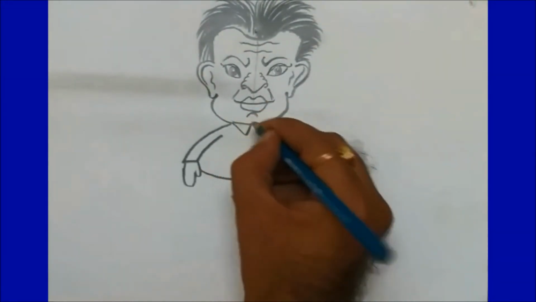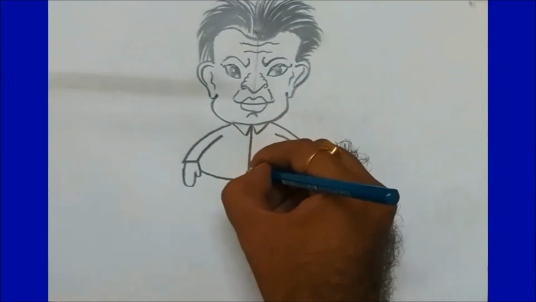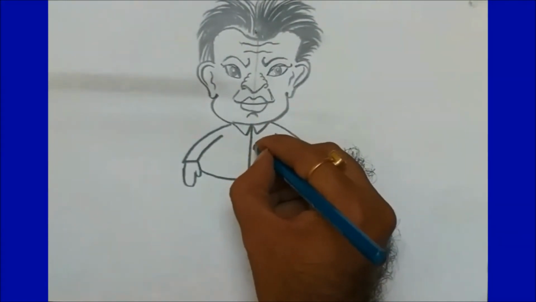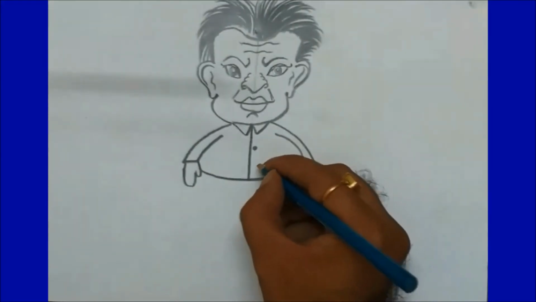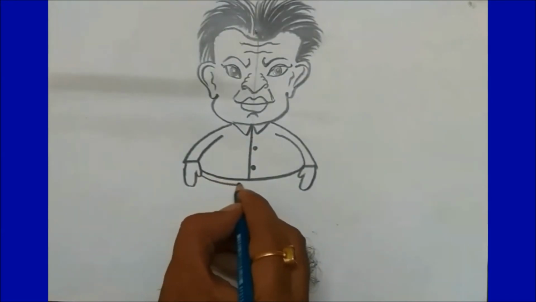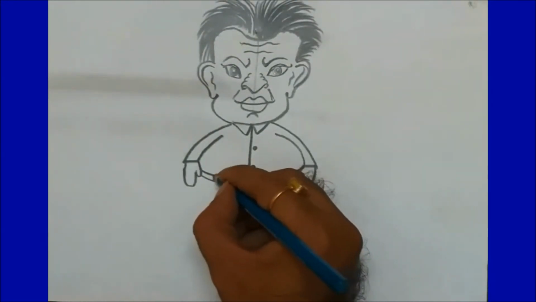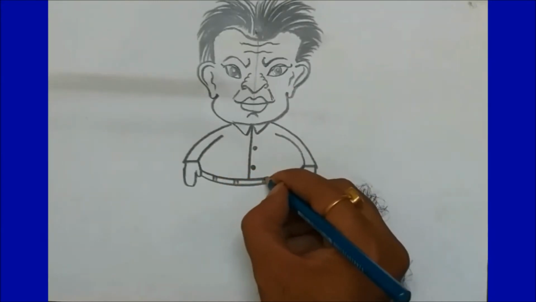And this is the collar of the shirt. This is the straight line of the shirt, and this is a button. Now I'm going to make the pant. First of all, I will be making a belt. That is my belt. This is my belt. Yes.